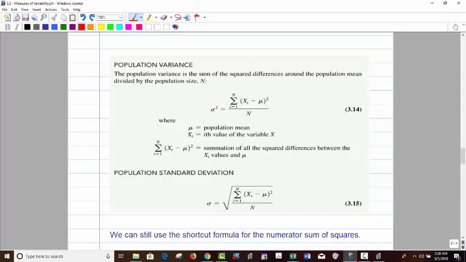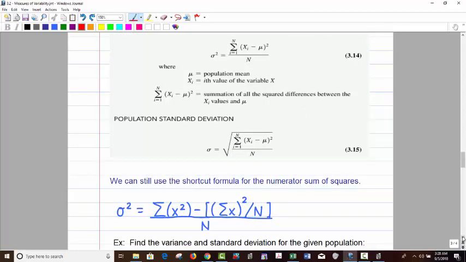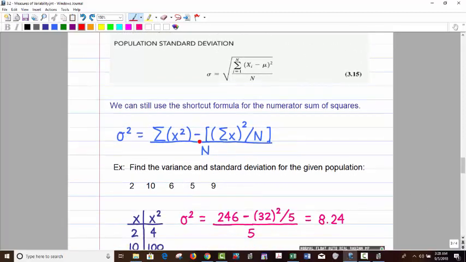So once again, as I mentioned earlier, if it's a standard deviation, it would always be calculated as the square root of whatever the variance was. So here I'm writing it with that shortcut formula, and then we're just dividing by n instead of n minus 1.